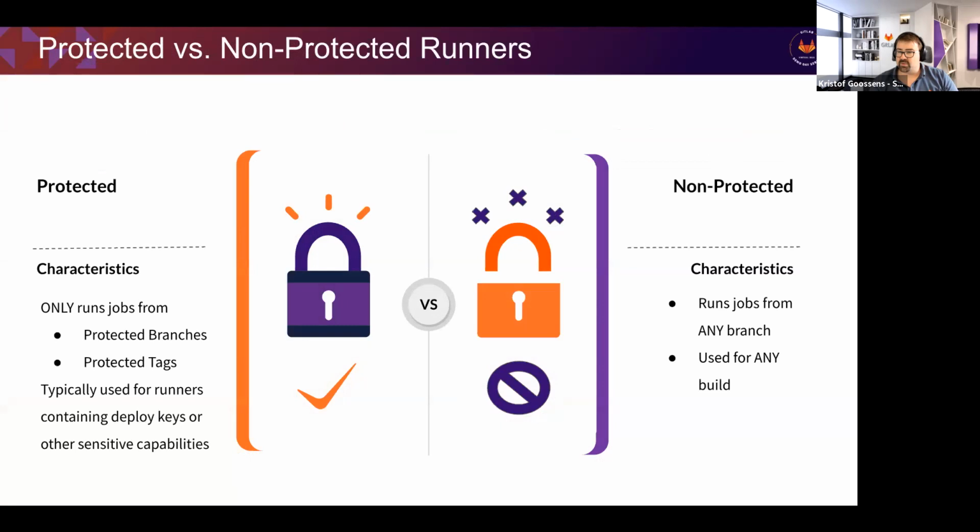We always have to be careful with sensitive information and prevent runners from revealing this sensitive information. You can protect these runners so they don't reveal this information. And when a runner is protected, the runner picks up the jobs created on the protected branch or protected tags only. And it ignores the other jobs. GitLab recommends protecting the runner if it contains things like deploy keys or other sensitive capabilities. To protect the runner, you can navigate to the project settings and check the protected option for the runner and click Save Changes.